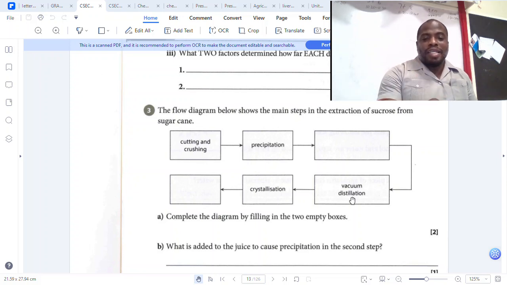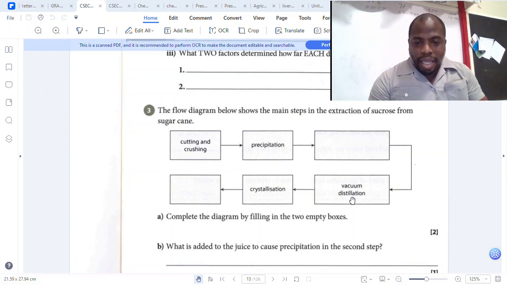And then finally centrifugation, we separate that solid from the liquid, and so we get that solid portion and we get that liquid portion.